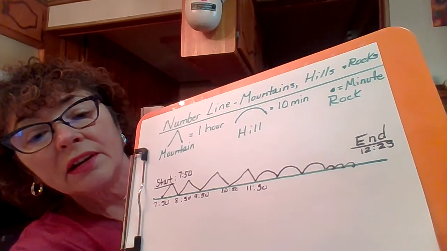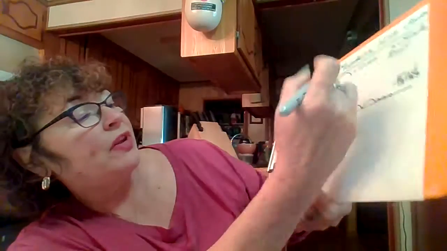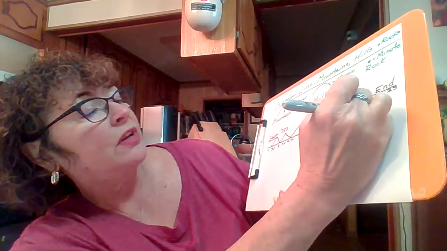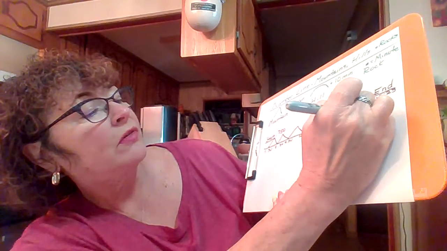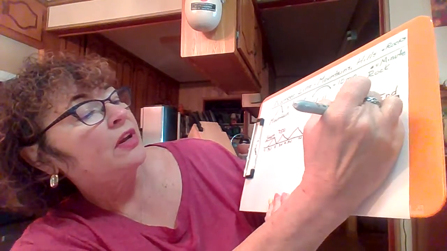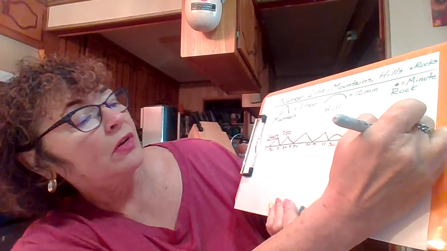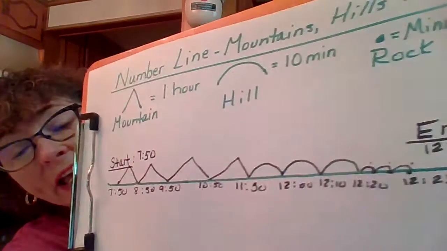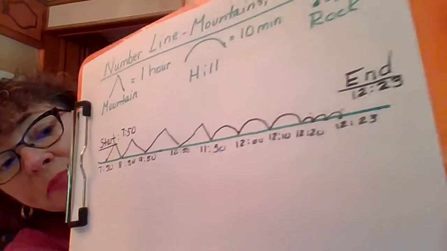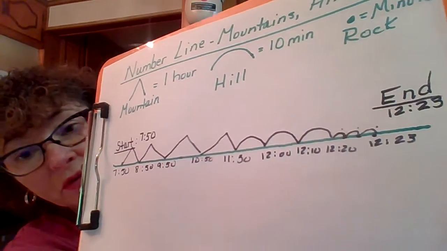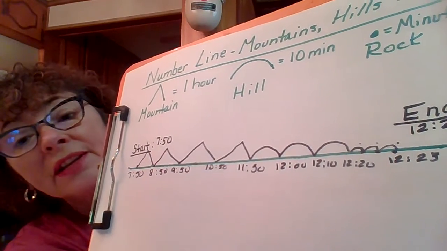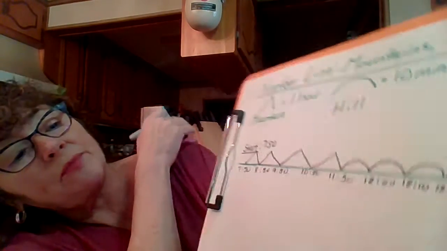Okay? I'm going to label these right quick. 12, 12:10, 12:20, and 21, 22, 23. Okay, so now we've got our time. We've got our picture drawn to 12:23. Let's add these up right quick.